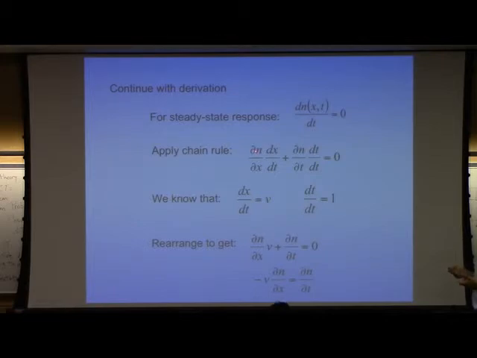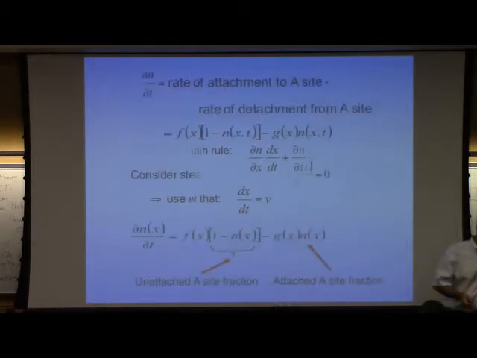We have to apply the chain rule. This is a step which is actually skipped in a lot of textbooks. They kind of jump here, but you apply the chain rule, which is partial dn dx times dx dt plus partial dn dt equals 0. You plug in dx dt as the velocity. You rearrange to get this. This is in a way the governing partial differential equation that you have to solve.